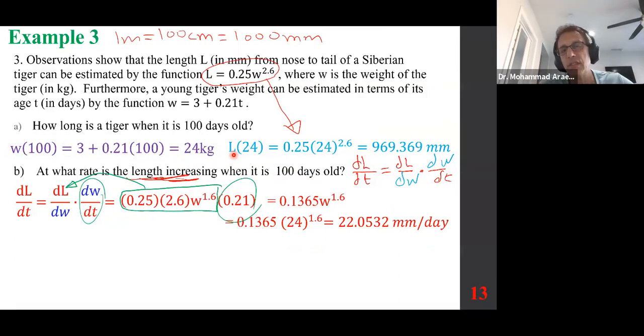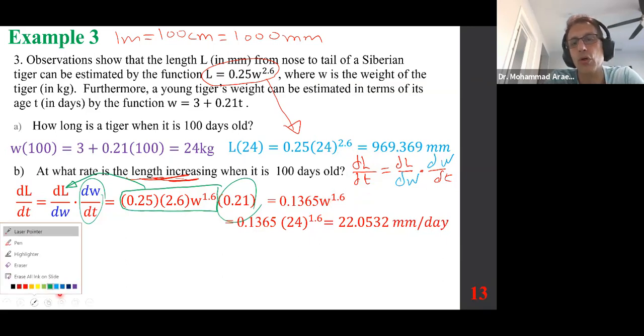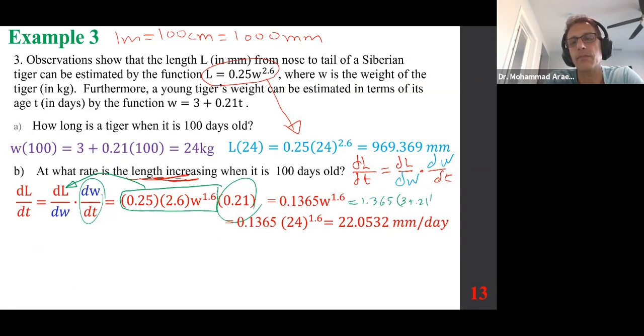Sometimes this may even have a t. Or you could say this is not a function of t, and you want to replace the t with 100. It's the same thing.